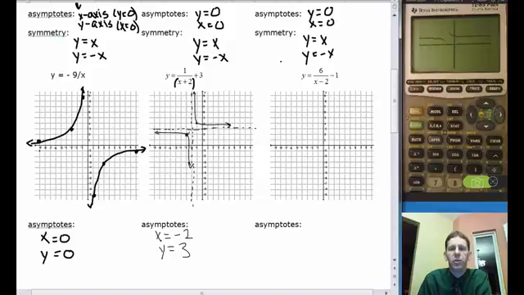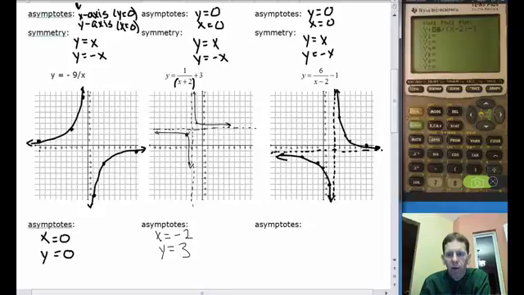So what I'd like you to try to do is graph this last graph here using your calculator and using good points that have nice integer values. See if you can find the asymptotes and a nice sketch for this graph. Pause the video and we'll see what you come up with in just a moment.